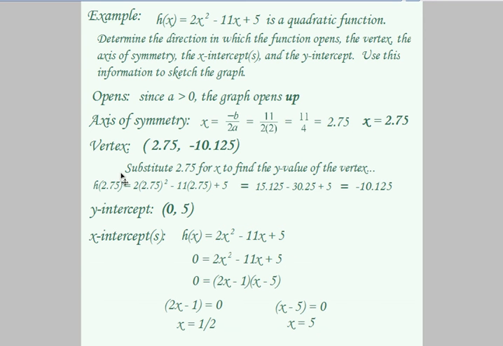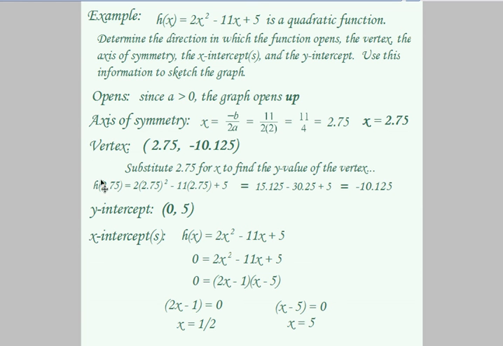But when I factor, I get 2x minus 1 times x minus 5. I did forget to mention that I turned h of x into 0. Remember, h of x is our y value. And on the x-axis where my x-intercepts are, y is always 0.